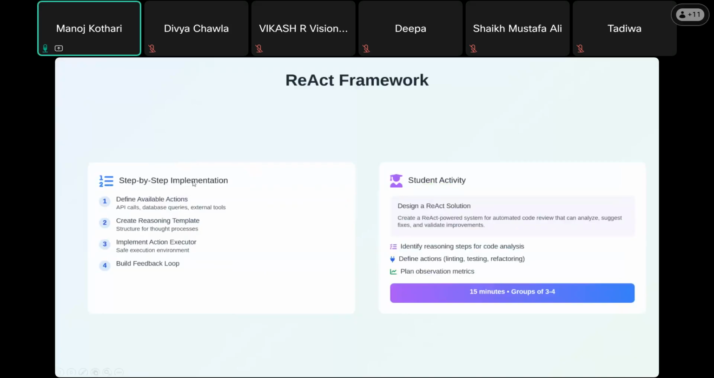So this is the step-by-step implementation of a ReAct framework: define available actions, let's say API calls, database queries, or external tools; create a reasoning template wherein you structure your thought processes; and then implement the action executor. That way you are building this feedback loop, and you are actually executing your ReAct framework.